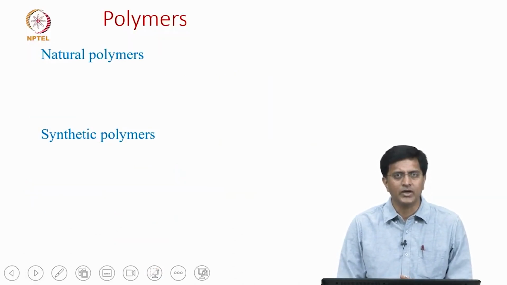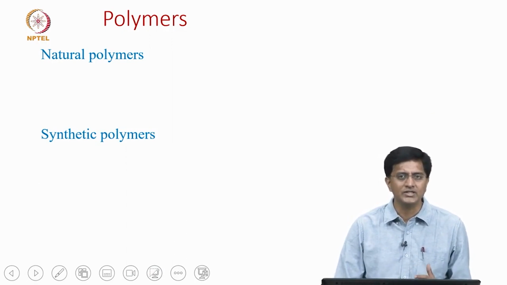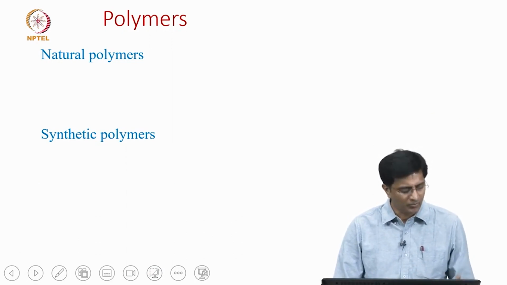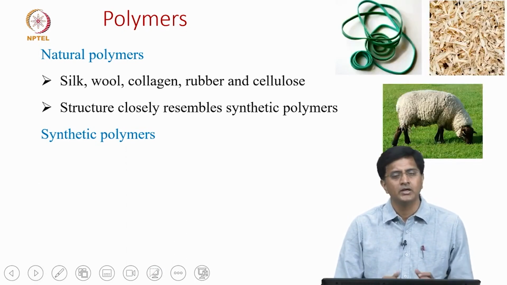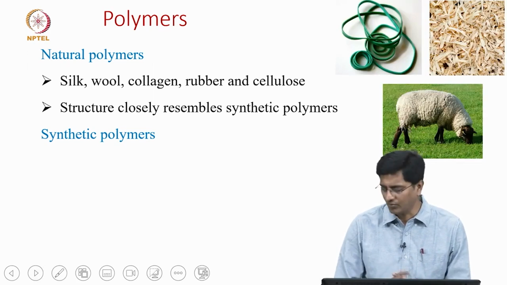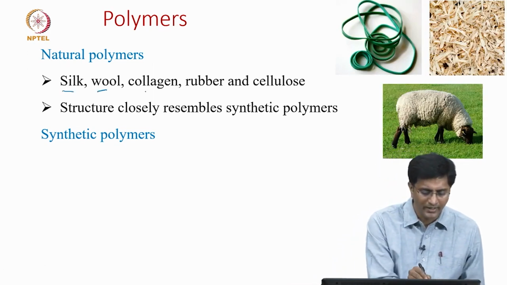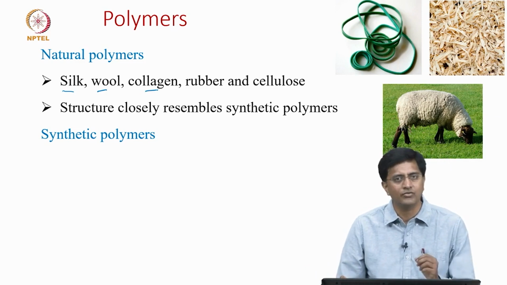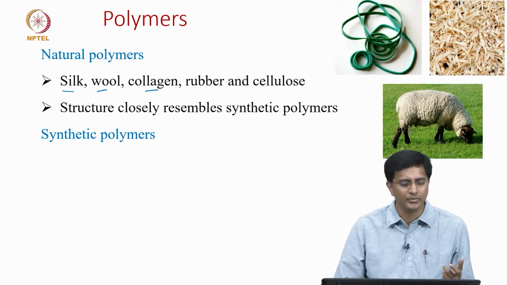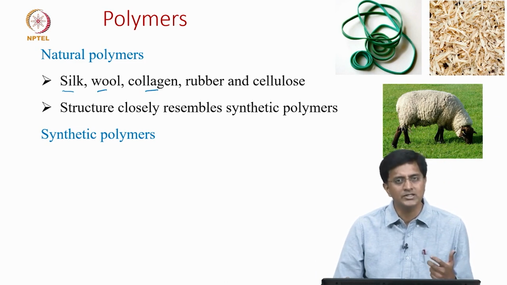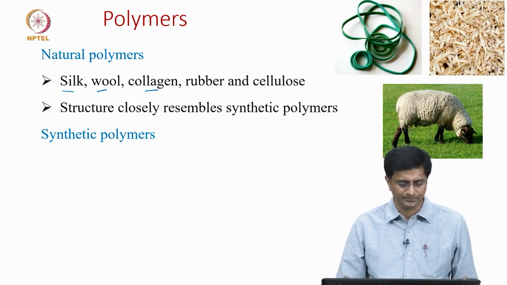polymers. As we look around, there are both natural as well as synthetic polymers. Natural polymers we get both from the animal world as well as the plant world. So, silk, wool and collagen, all of these are from the animal world. Silk we get from silkworms and wool from the sheep, and collagen is in the human tissues or animal tissues, mostly in skin or other tissues.